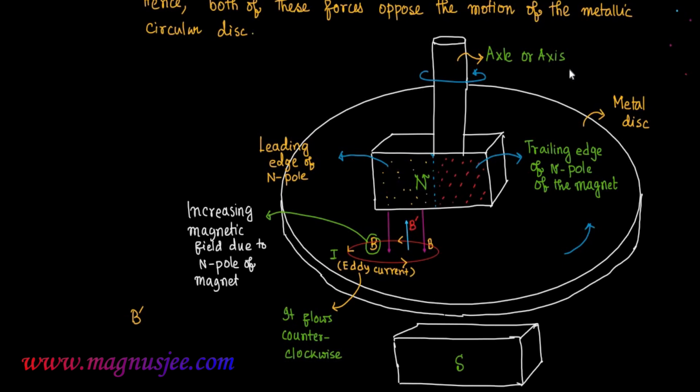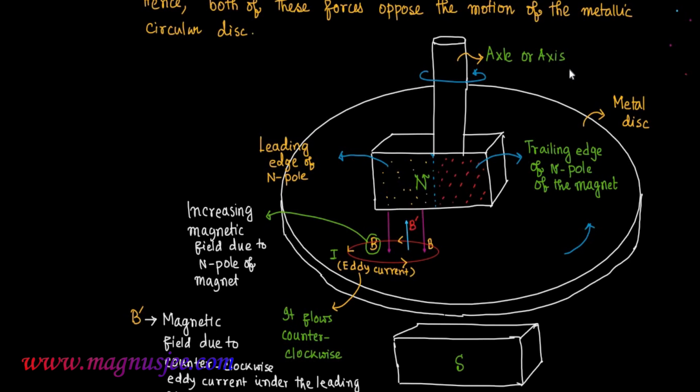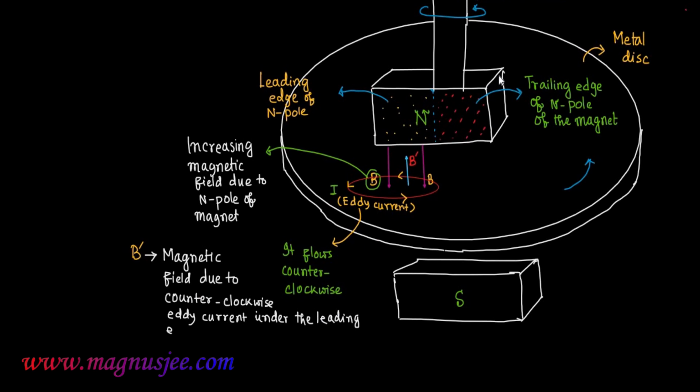Here B prime is the magnetic field induction which will be acting in vertically upward direction, that is, in the opposite direction of magnetic field induction B due to the leading edge of the north pole. B prime is the magnetic field due to the counterclockwise eddy current flowing in the metallic disc under the leading edge of the north pole.